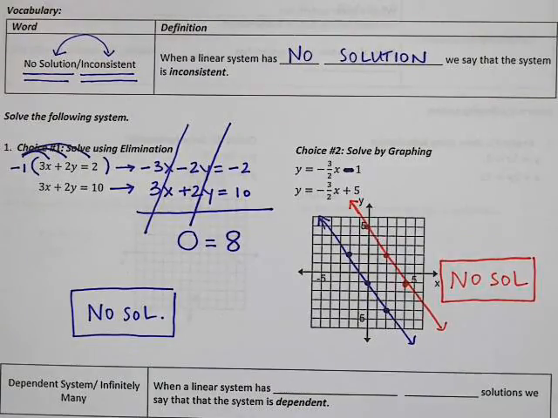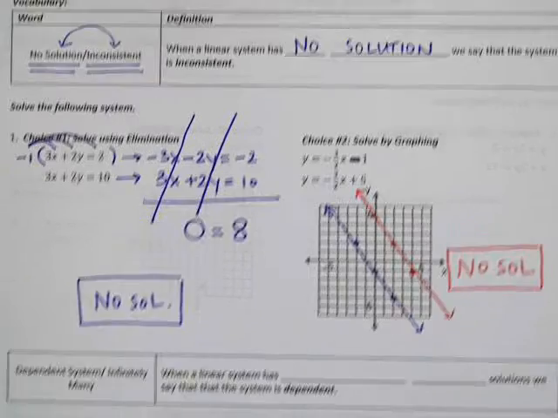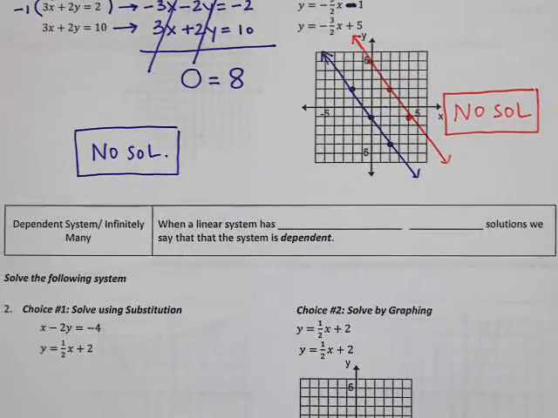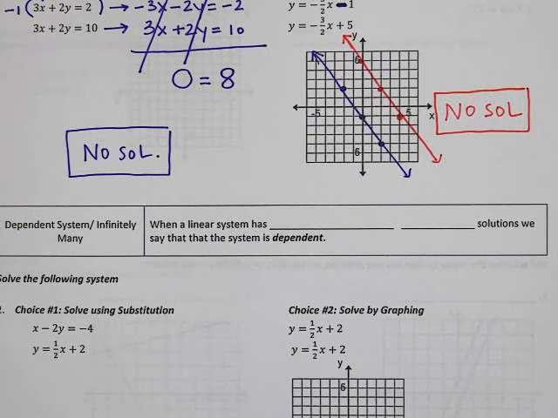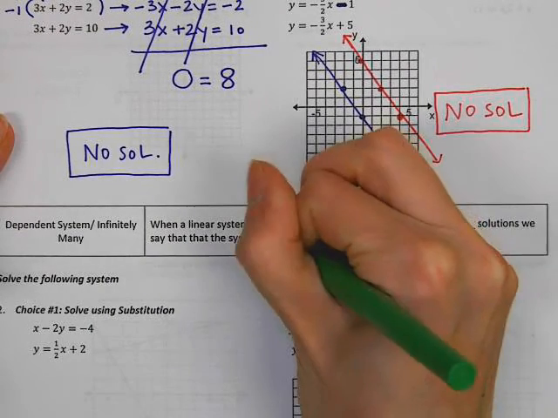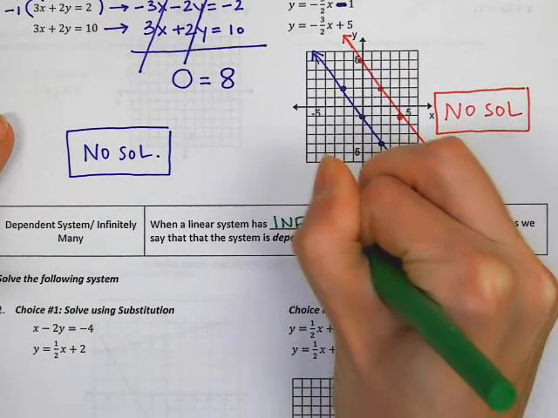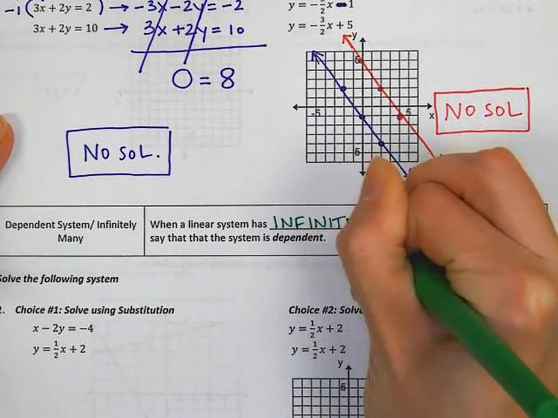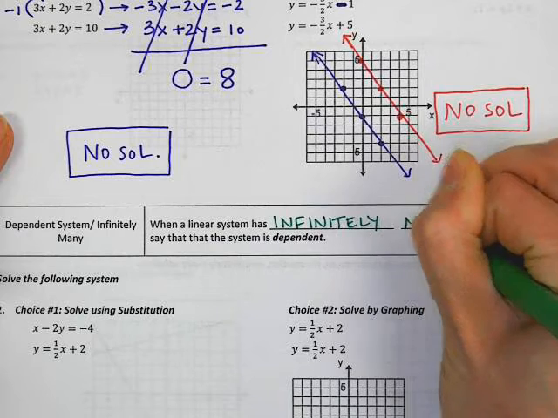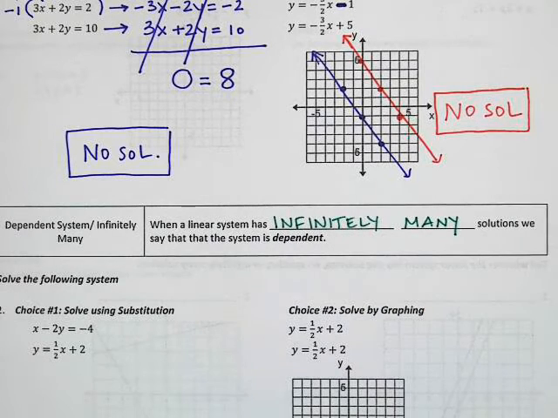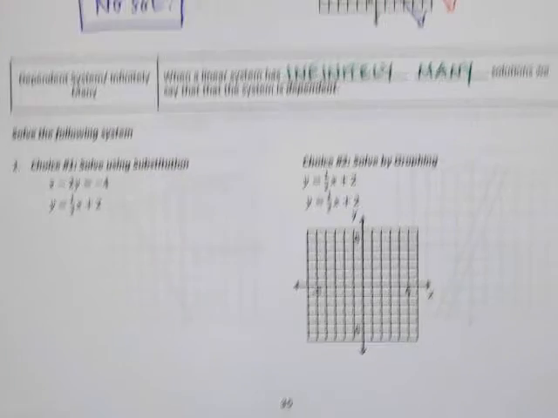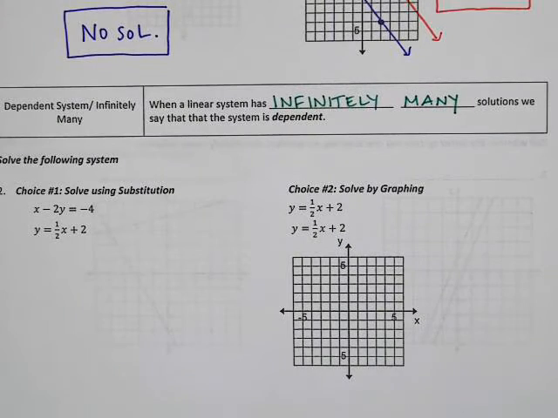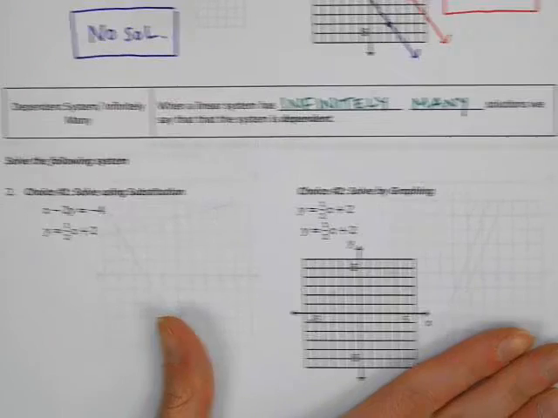Okay, the next one is, what if they have every solution, infinitely many? We call that a dependent system. And that is when the system has infinitely many solutions, meaning it crosses everywhere, meaning the lines are on top of each other. Okay, so let's see what that looks like when we do substitution first.